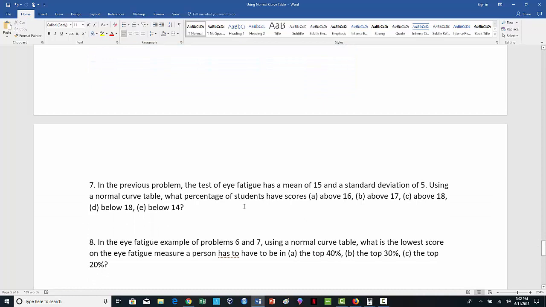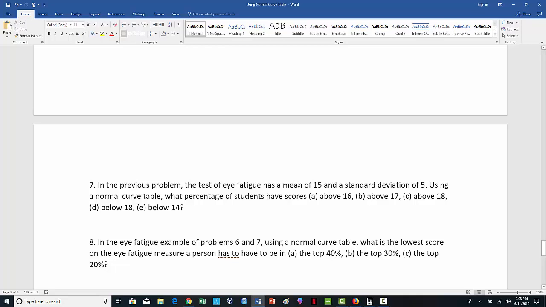Actually, let's take this one next. The next problem is dealing with the same conceptual idea, that is still a measure of eye fatigue. This test of eye fatigue, now it's giving specifics about that test. In terms of raw score, so far we haven't known what the raw score, the actual mean of this test was. We were only dealing with the standardized z-scores. The previous problem didn't say anything about what the mean was or the standard deviation.